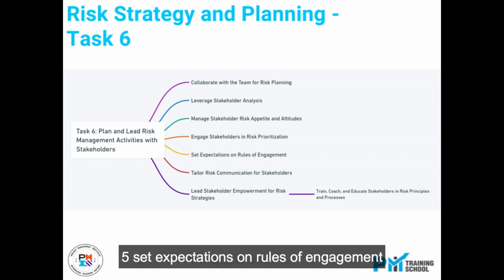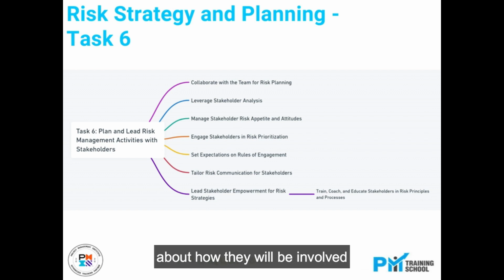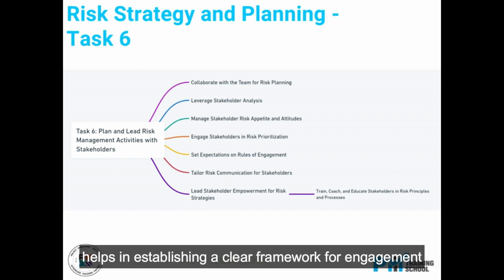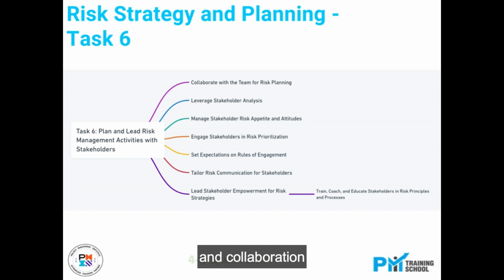5. Set expectations on rules of engagement. Clearly communicate with stakeholders about how they will be involved in the risk management process. Setting these expectations helps in establishing a clear framework for engagement and collaboration.